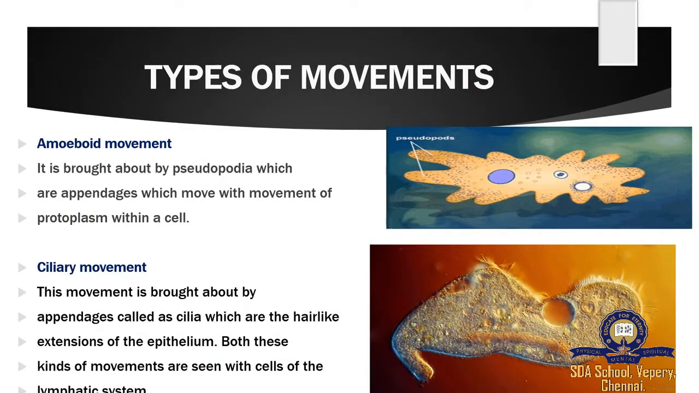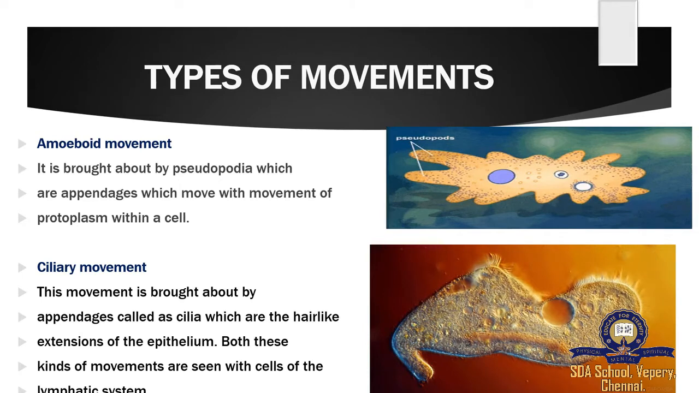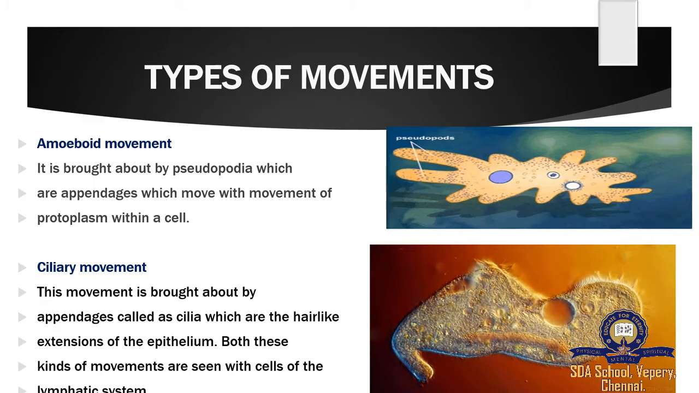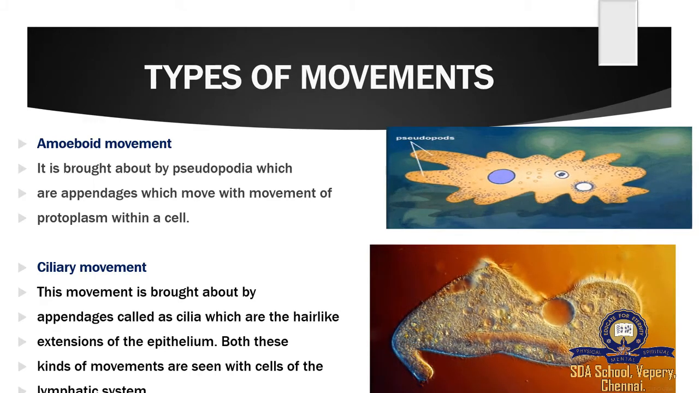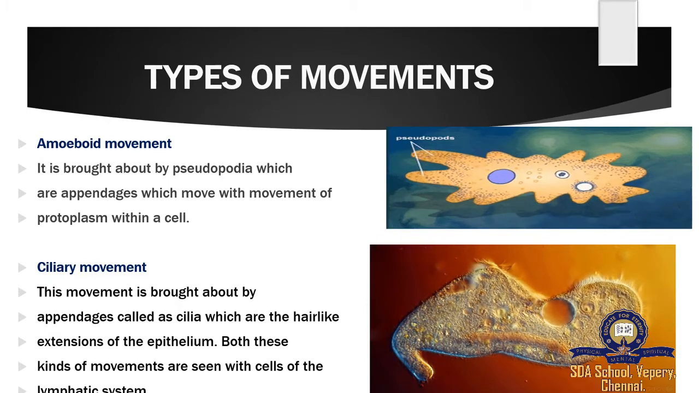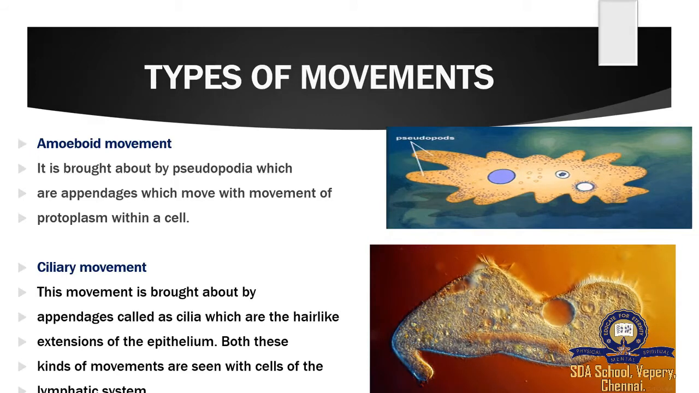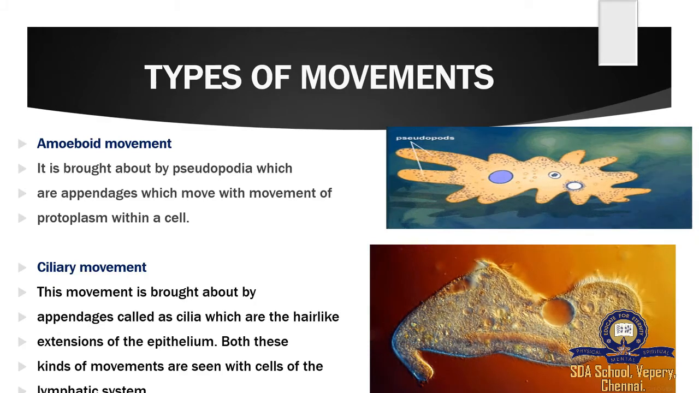In our body, we have types of movement. The first one is amoeboid movement. What is amoeboid movement? It takes place in the amoeba. It is brought about by pseudopodia, which are appendages that move with the movement of the protoplasm within a cell. We already know the amoeba is a single-celled animal. So to move, the protoplasm moves; see the movement in this picture. This movement of the protoplasm is what we call amoeboid movement, and it helps the organism move.